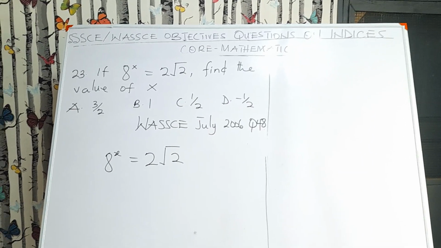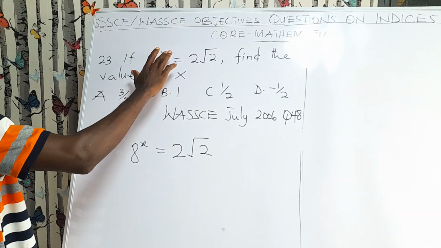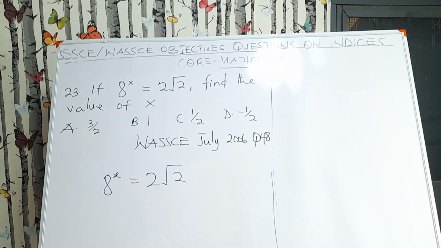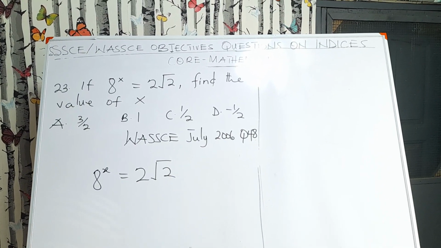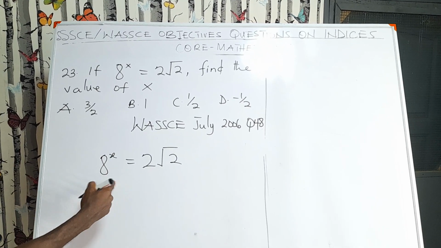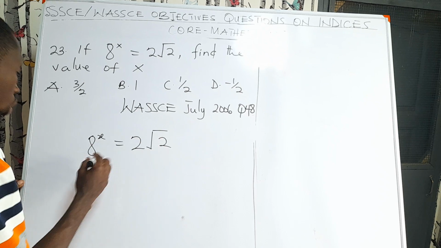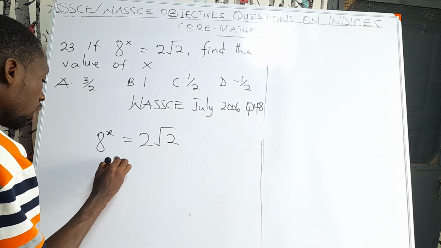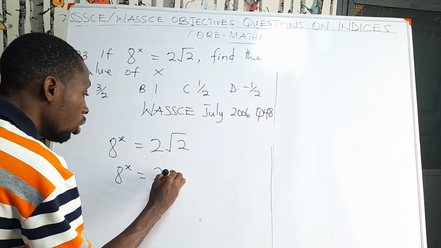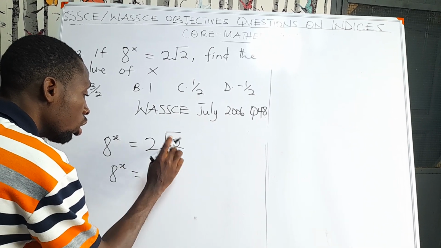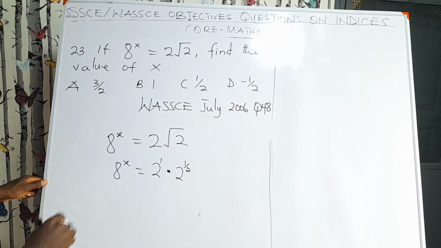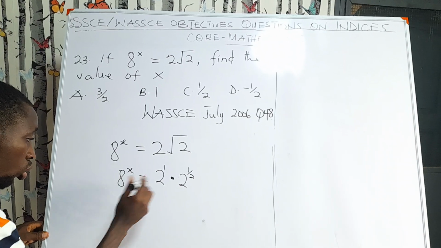So our next step, question number 23: if 8 exponent x is equal to 2 root 2, we should find x. This is WASSCE July 2006, objective question number 48. So now let's try to solve. We need to change everything to have a base of 2. So we can rewrite this as 8 exponent x equal to 2 times the square root of 2, which is the same as 2 exponent half. You get that?